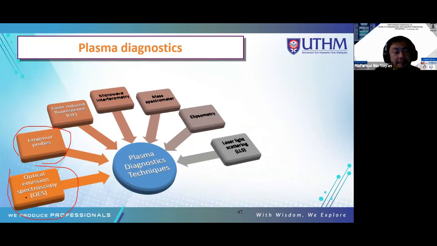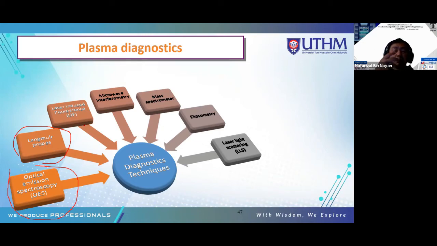And we can also have a laser induced inside the plasma. Then we can create fluorescence so that we can capture that fluorescence for the diagnostic. We can also have microwave interferometry, a much more sophisticated technique where you add microwaves, and then we can understand the properties of the plasma.